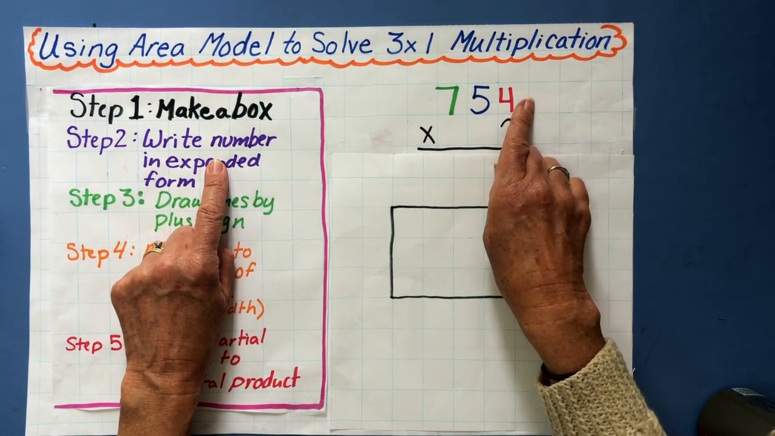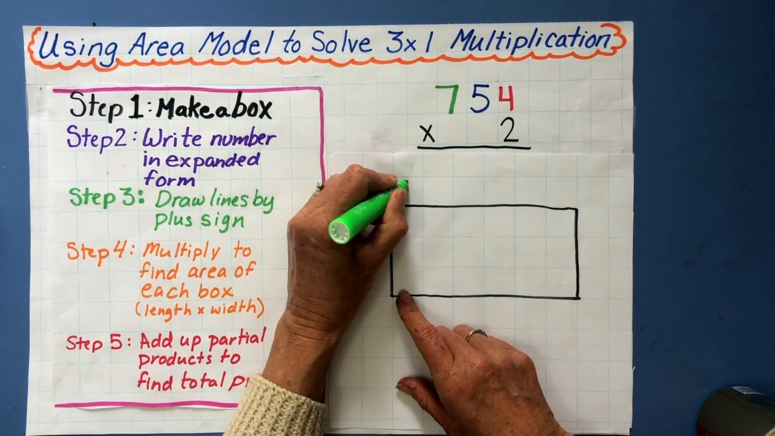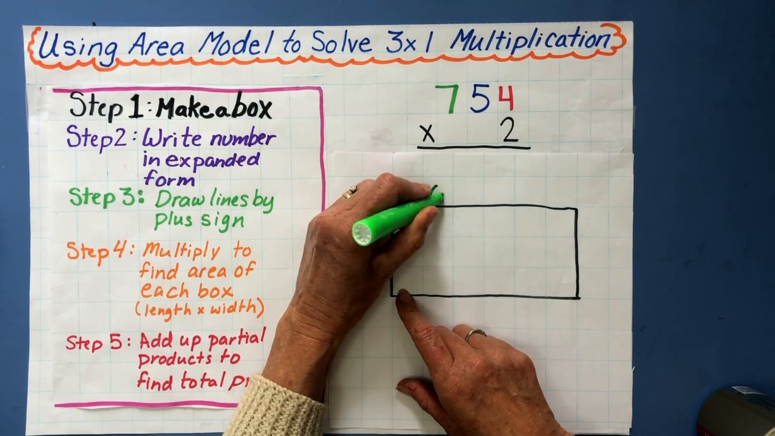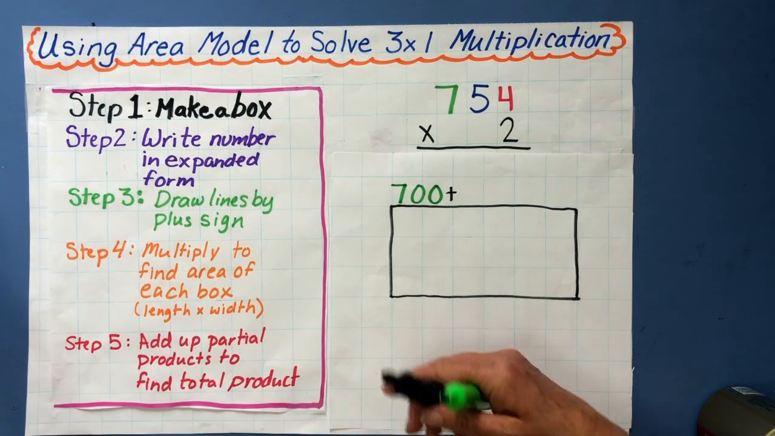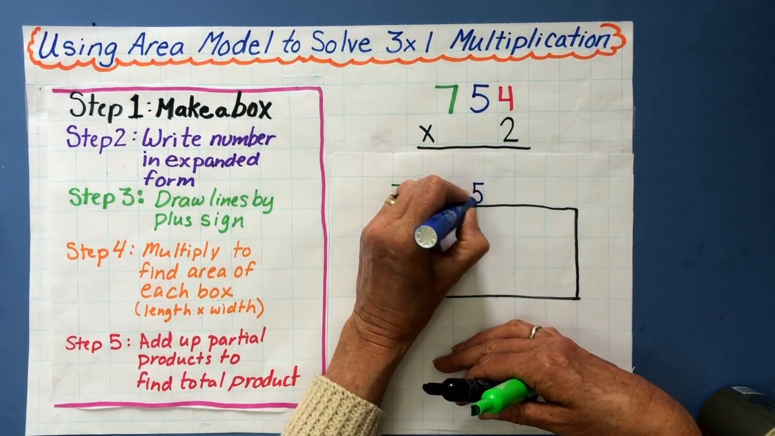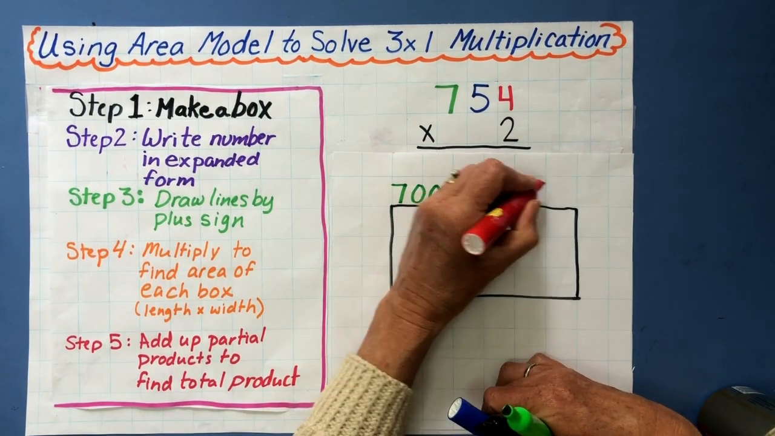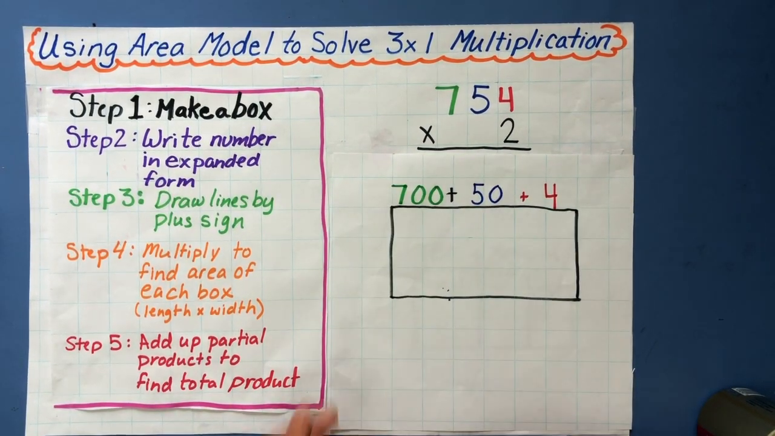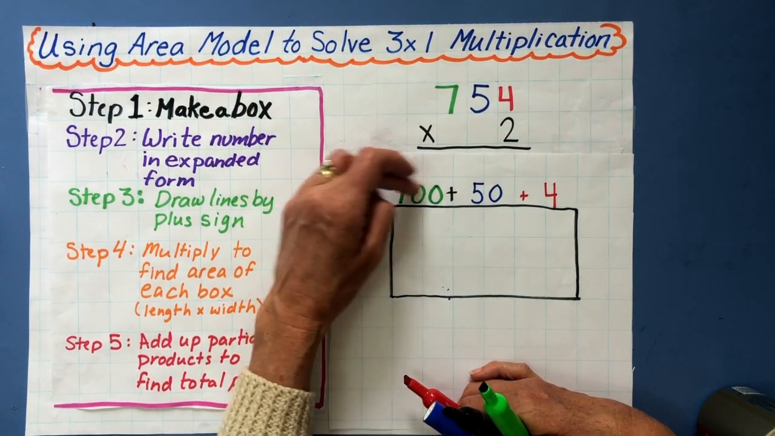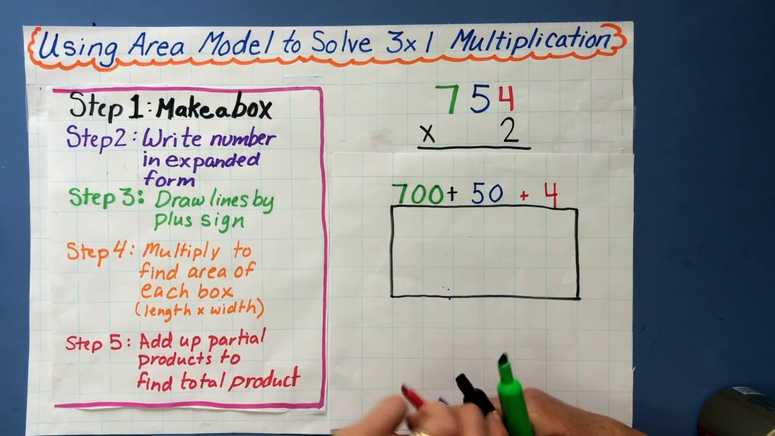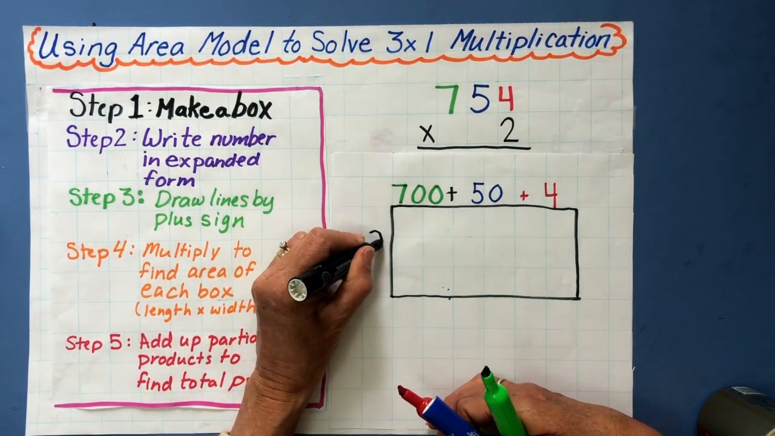So I'm first going to start with 754, and I'm going to use different colors, but you don't have to. So this is 700 plus 50 plus 4. Okay, so I always double check because sometimes I write 752 instead. So this 754, that's 754. Now I have to write 2 in expanded form, which I know is just 2.